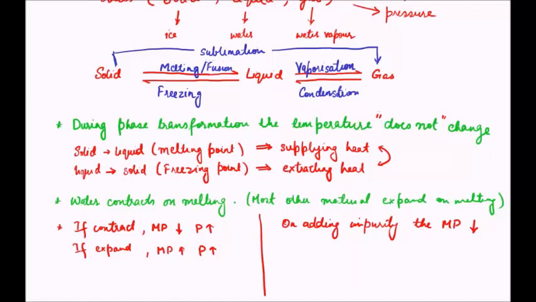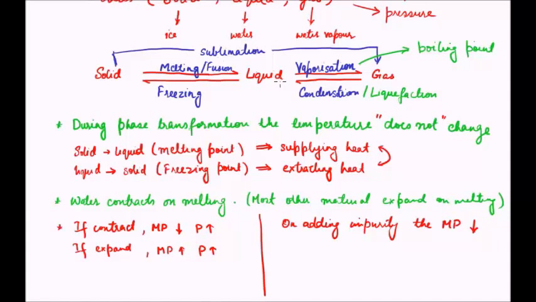I will write down here itself. This is called boiling point. Okay, and gas to liquid is condensation, or it is also called as liquefaction. So the boiling point is also a constant temperature at which the liquid changes to gas.